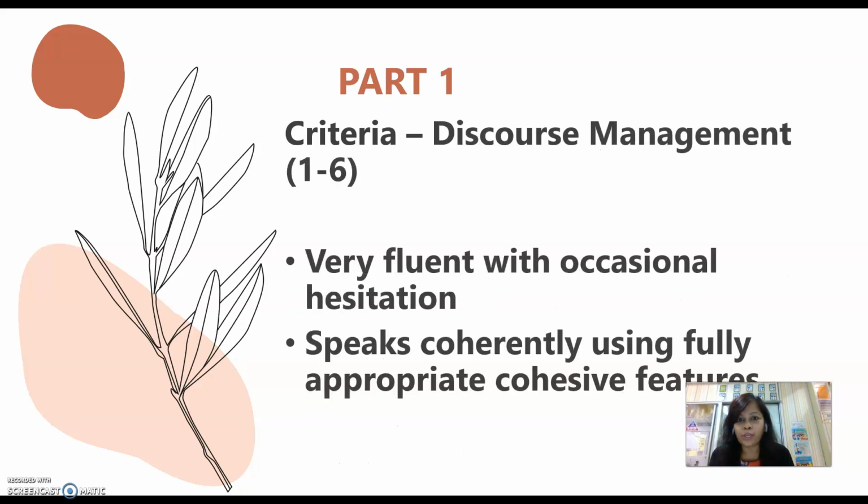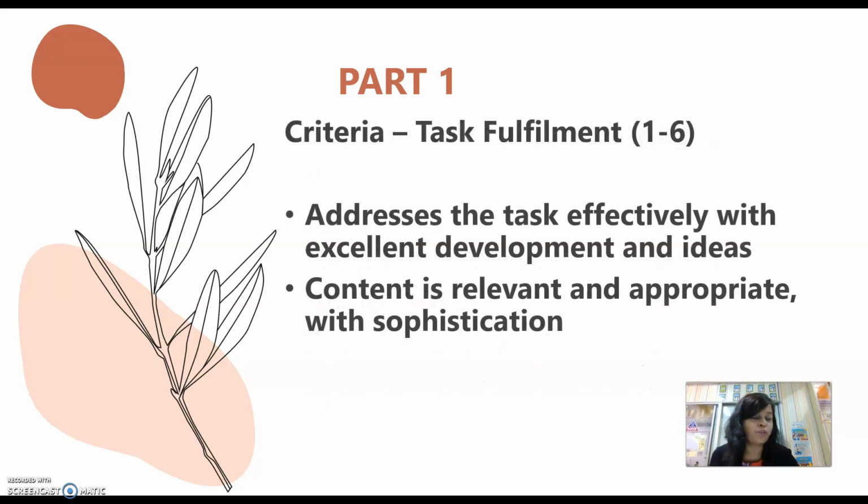Let's go into task fulfillment. What does it mean to address the task effectively with excellent development of ideas? Here we are looking at your ability to come up with content that is relevant to the question. Meaning, your 2 or 3 points that you are talking about in your individual presentation, are they relevant? And are you answering the question that is given?